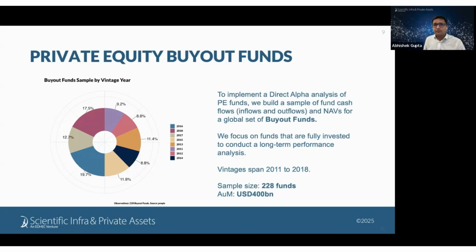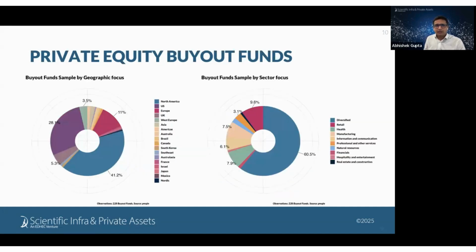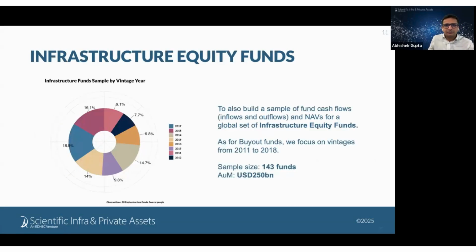AUM-wise, the funds in this study represent $400 billion in AUM. By geographic focus, they are more dominant in North America, as we can see, but also present in other parts of the world. And by sector focus, 60% of the funds said that they are diversified in strategy, and the rest, 40%, have a specific sector focus. So we are taking them at face value right now. If they're diversified, we are considering them as diversified strategy funds.